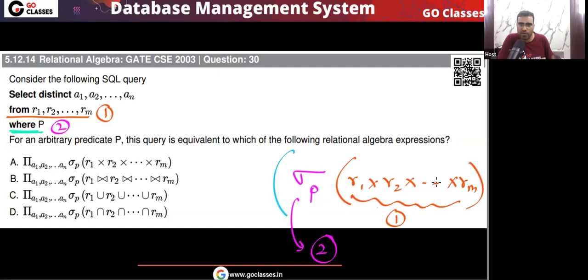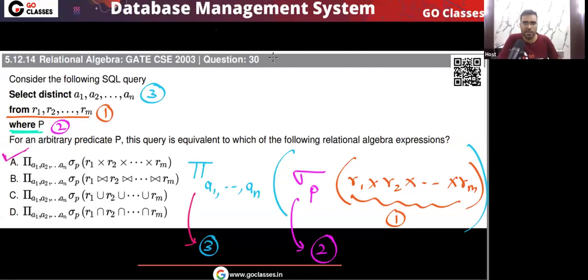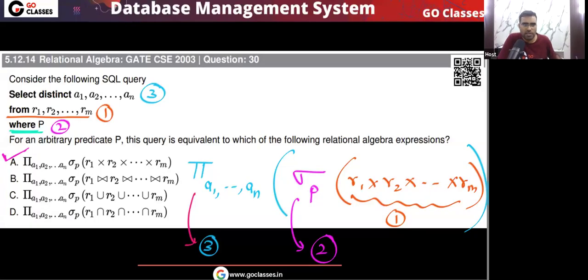After that, what will happen? The third and last step will be projecting a1 to an. So this will be your third step. So finally your answer is what? The answer is option A. Is this point clear? Please let me know. So the answer will be option A.